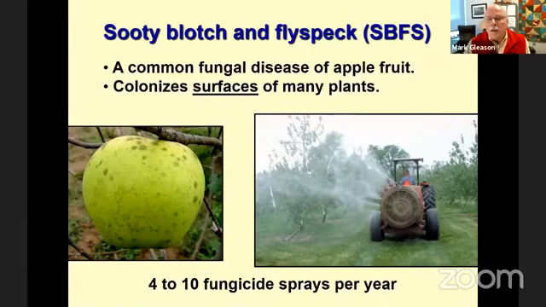The sooty blotch and fly speck group makes up a common fungal disease of apple fruit in many places around the world, including Eastern North America, where I live. By the way, this group also occurs, and some of you may have seen it, in Pakistan, I believe in the Rawalakot area, where apples have been grown. And so this is kind of a worldwide group of fungi.